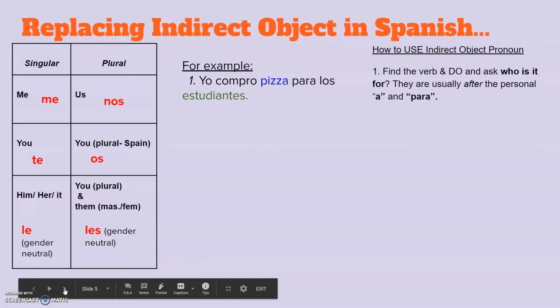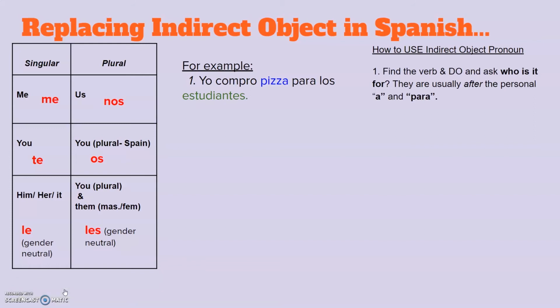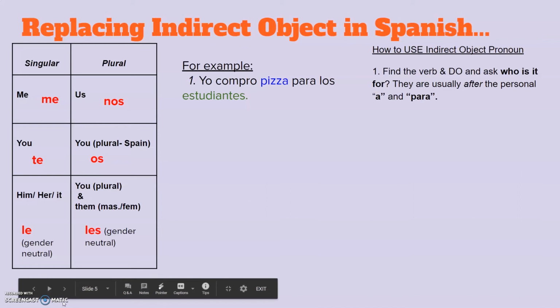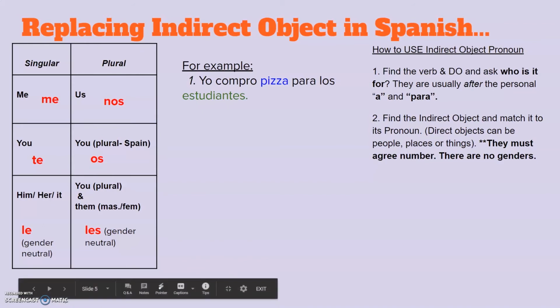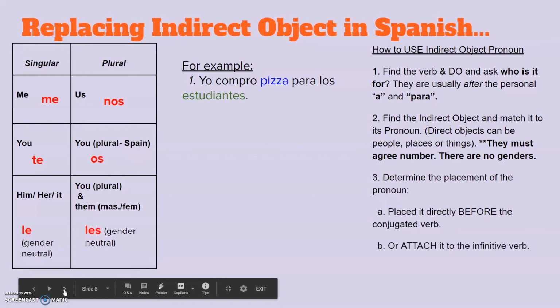First step, we're going to find the verb and direct object and ask who is it for. Remember, they're usually after the word para or a. Two, find the indirect object and match it to its pronoun. Indirect objects can be people, places, or things. They must agree in number, but there's no gender in this case, okay? Three, determine the placement of the pronoun. It can be placed directly before the conjugated verb or attached to the infinitive verb. And then finally, you just replace the noun with the pronoun.